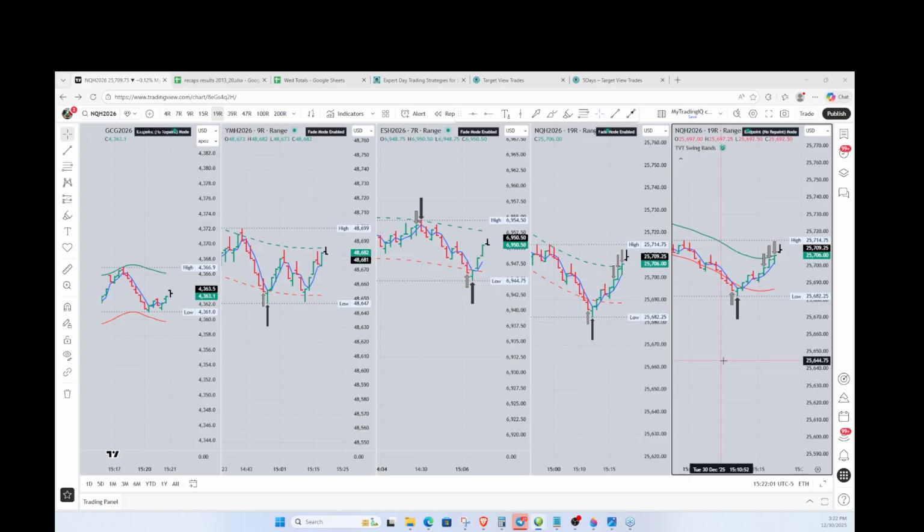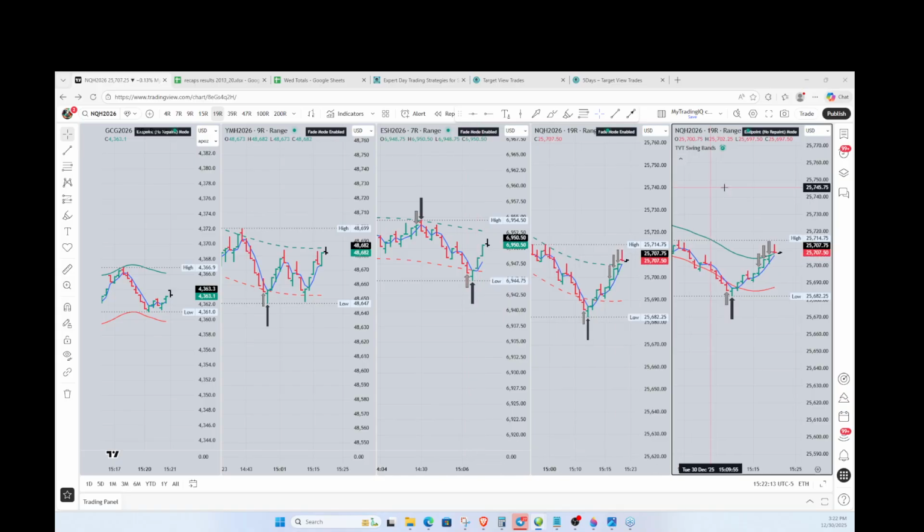And that's what we're waiting for. The ES, it went through. This is where I thought it was going to find resistance, right here where it's at. Alright. So hopefully it's going to go through and hit the other bands and give us an opportunity.